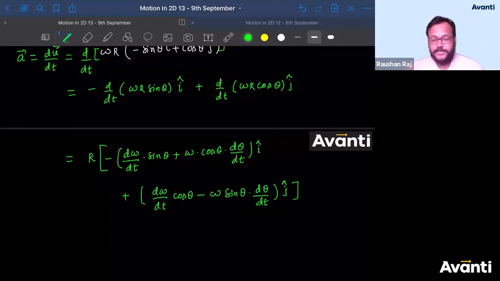Guys, click yes if you have understood the differentiation here. Okay? This is the basic differentiation part. All right, now let us move further.